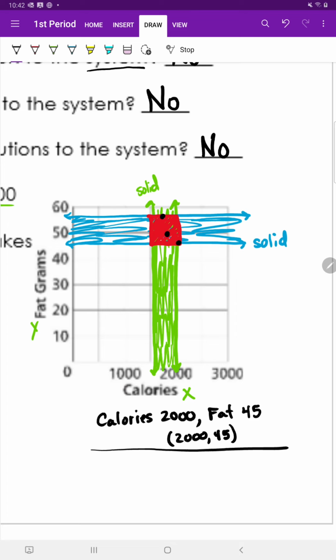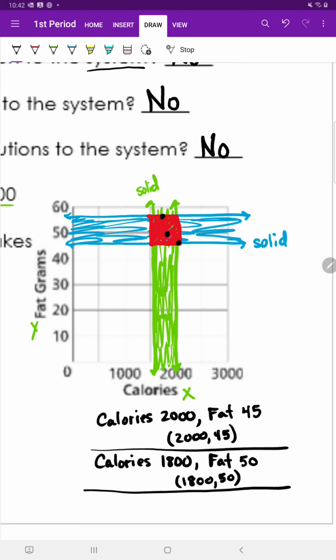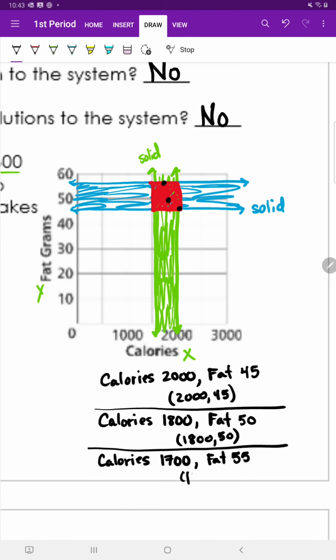One solution, another solution I marked here looks to be at about, oh, I don't know, maybe calories 1800, fat 50. So we could write that as 1800, 50. And then the last solution I identified looked to be about calories 1700 and fat 55. So we would write that as a point 1700, 55. So you can pick any 3 points you want as long as they're inside this red box.